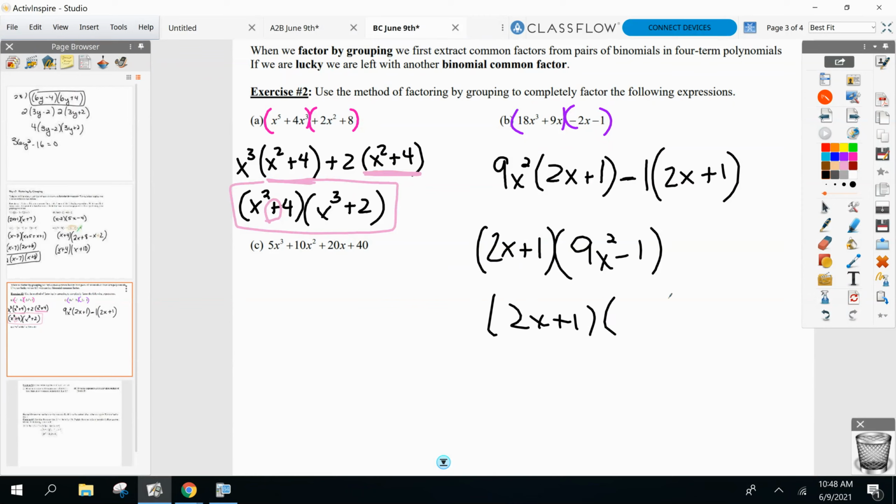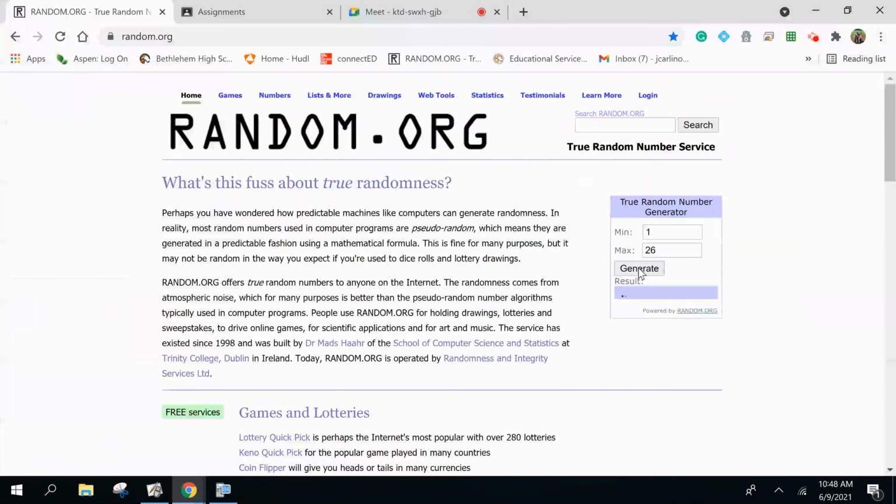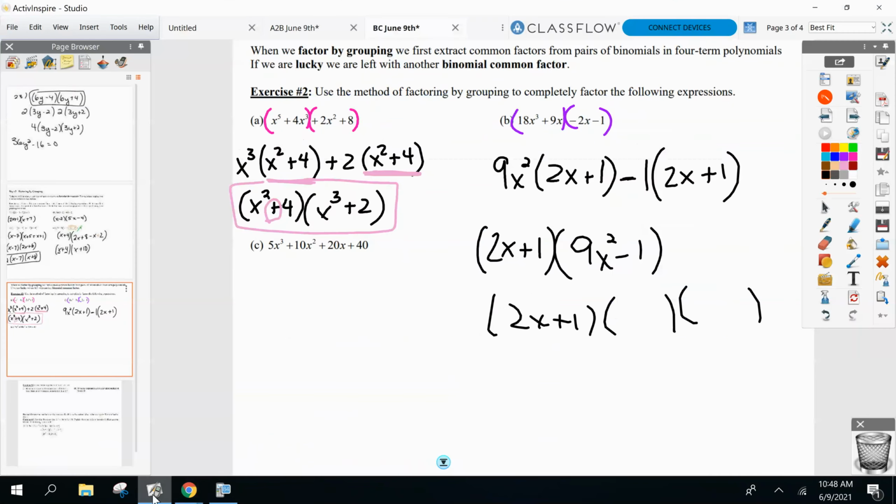2x plus 1 from yesterday. What's a difference of two perfect squares going to look like? Factor 9x squared minus 1 for me. Hannah, 9x squared minus 1. What's that factor into? 3x plus 1 and 3x minus 1. Great job.